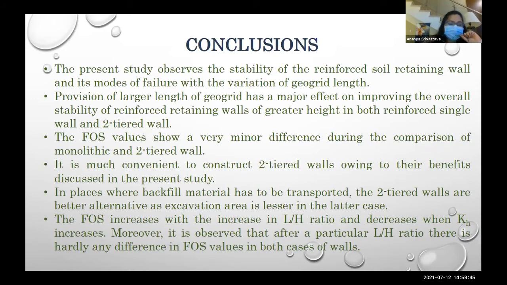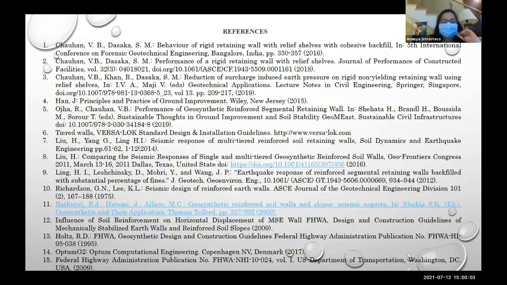And then again, the FOS increases with the increase in L by H ratio and decreases when KH increases. So all these observations give us a compound brief proving the fact that two-tiered walls can be beneficial as well, and more research needs to be done in future on this. So here, these are all the references that I took.